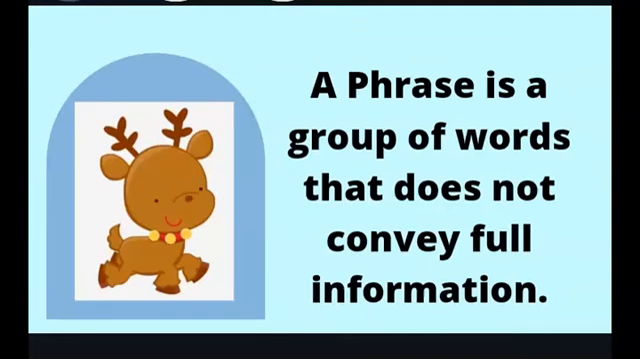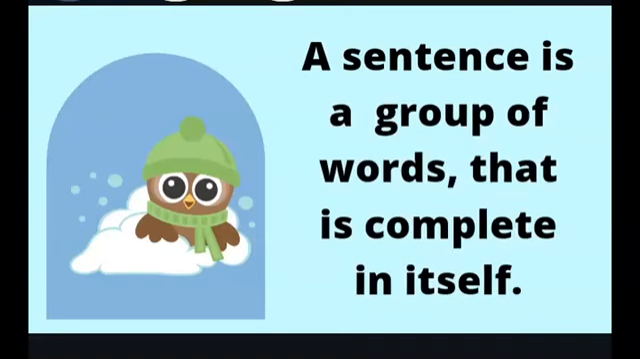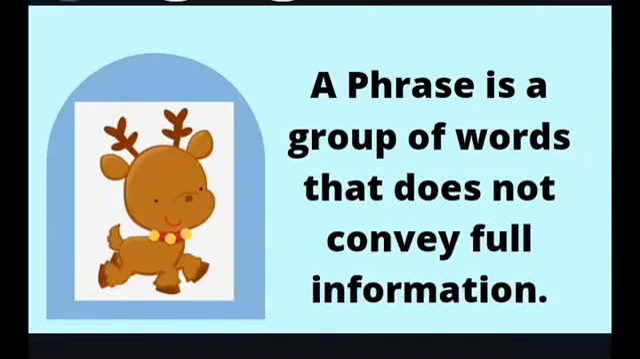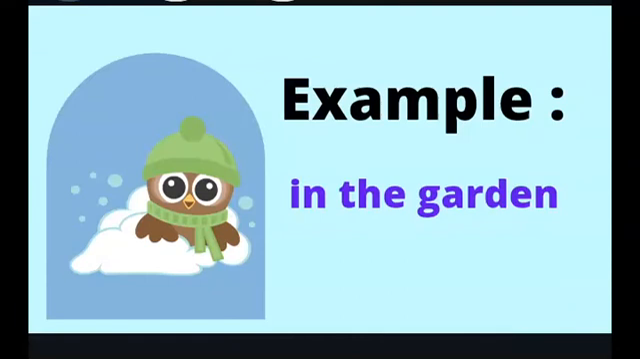What is a phrase? A phrase is a group of words that does not convey full information. That means it is a group of words that is incomplete. Whereas a sentence is a basic unit of language, that is, it is a group of words that is complete in itself. So let's do that again. A phrase is a group of words that does not convey full information. It is incomplete. Whereas a sentence is a group of words that is complete in itself. Let's understand it better with the help of examples.